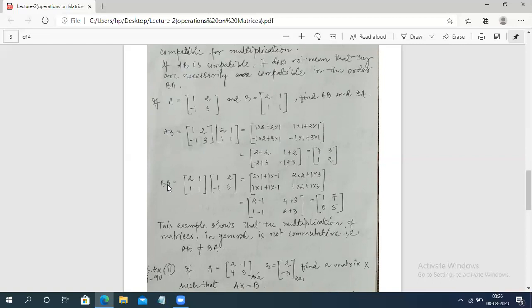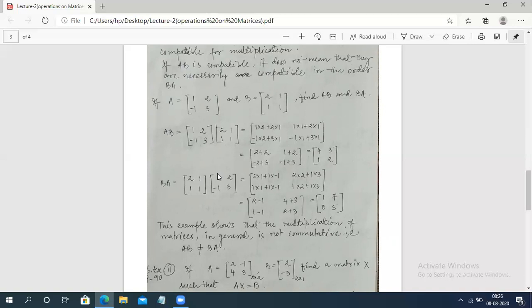That is, we are multiplying the matrix B with the matrix A. So first write the matrix B and then write the matrix A. If you are multiplying BA, then first you have to write this matrix and then the A matrix. Okay, so again apply the product rule.